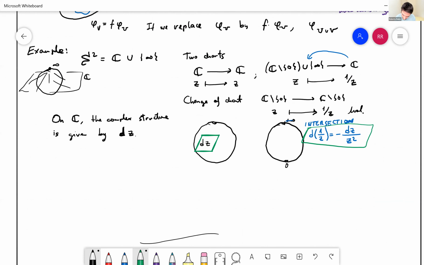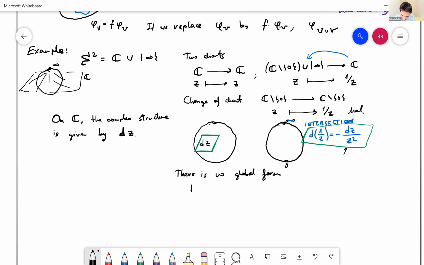Okay, so here, there is no global form, and we can see why, because dz I can extend it to infinity, and this thing here I cannot extend it to 0, okay? But still I have one form which is well defined on one side, one form which is well defined in the other, and in the intersection they are related by a non-zero function, okay?